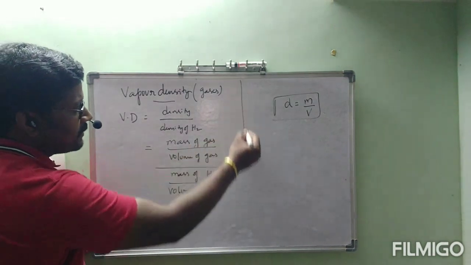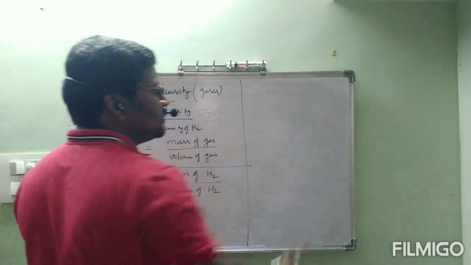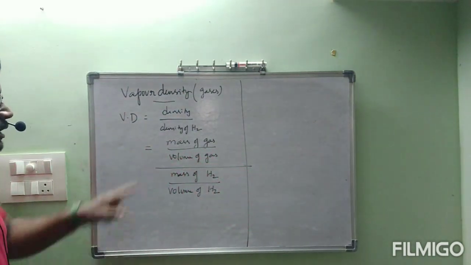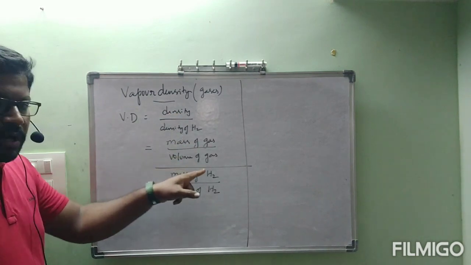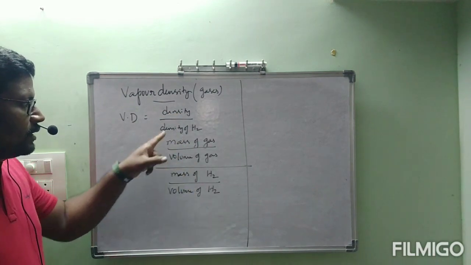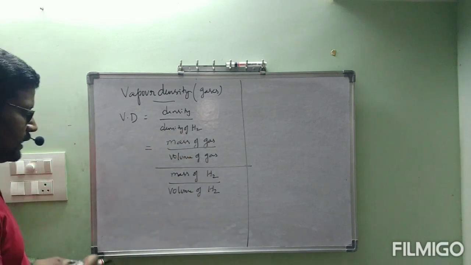Let us keep one line here. Note down that density is equal to mass by volume formula. Then density of the gas is nothing but mass of gas divided by volume of gas. Same, density of H2 is equal to mass of H2 by volume of H2.